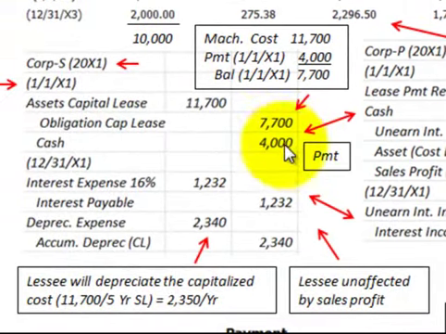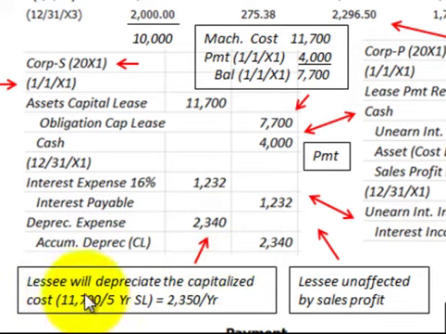And then they made a cash payment of $4,000, and then at the end of the year of 12/31/X1, they had an interest expense here of $1,232, and then an interest payable here of $1,232. And then they would record here depreciation expense, and this was depreciated here.